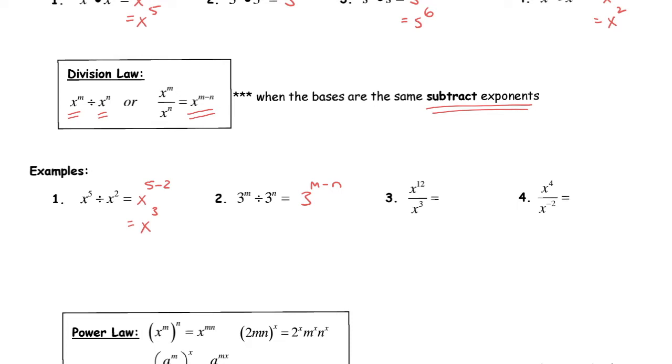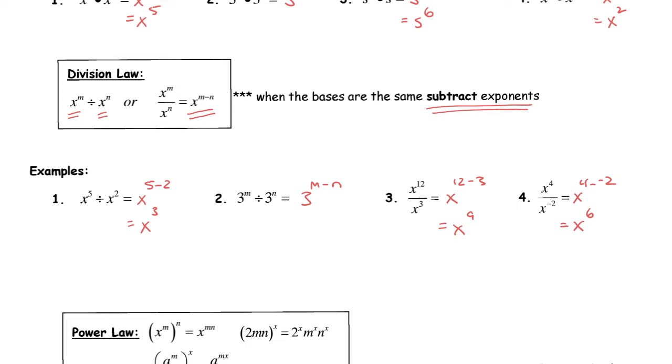Here for this one, this is just written vertically. So I know that with the division here, I'm going to subtract the exponents. So 12 minus 3. And so we're going to get x to the 9. And then here we've got x to the 4 over x to the negative 2. And again, you just got to be careful when you're subtracting because of that negative there. Subtracting the negative becomes that addition. So this will become x to the 6. You just want to be wary of that.